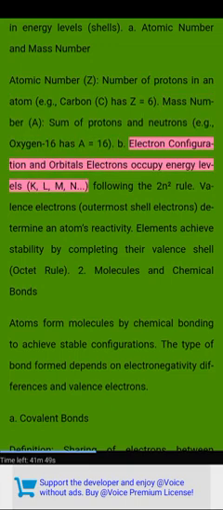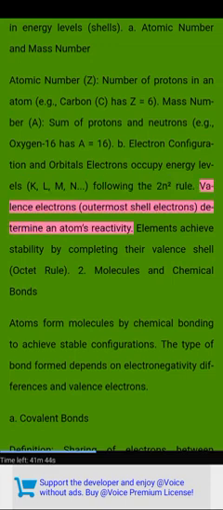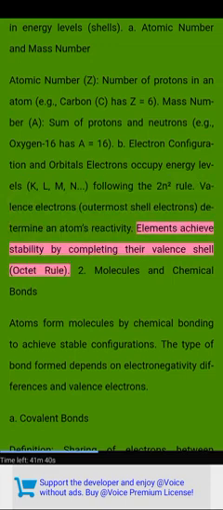B. Electron configuration and orbitals. Electrons occupy energy levels K, L, M, N, following the 2n squared rule. Valence electrons, the outermost shell electrons, determine an atom's reactivity. Elements achieve stability by completing their valence shell, the octet rule.